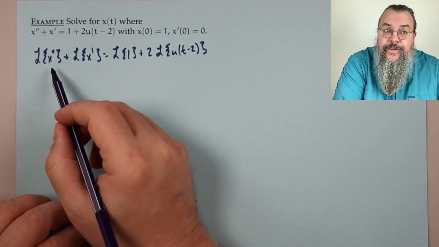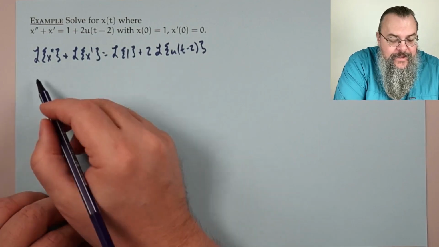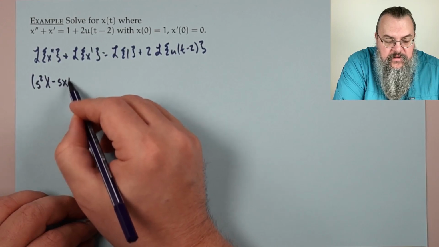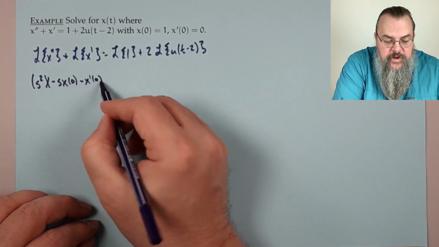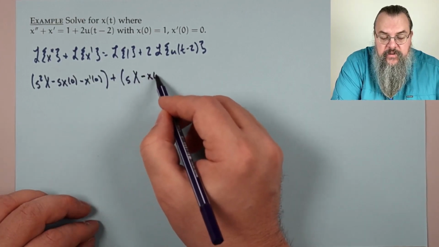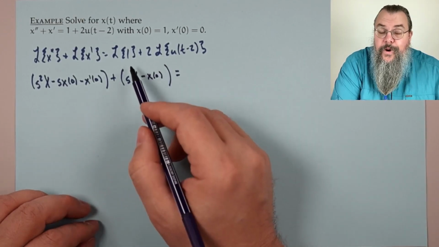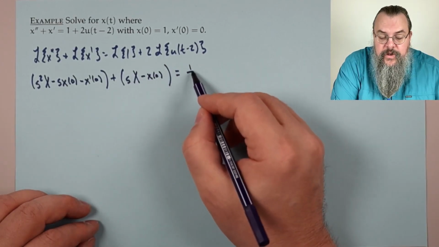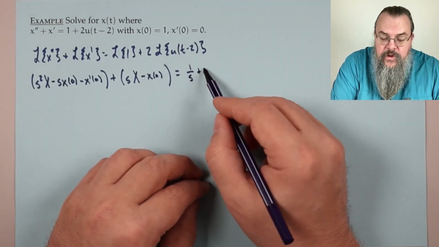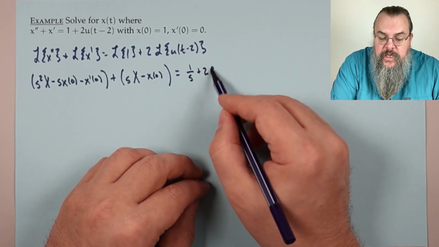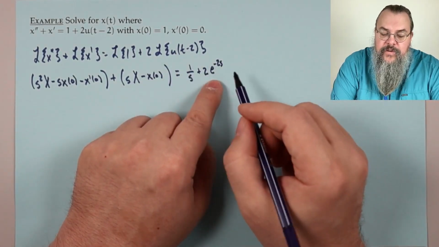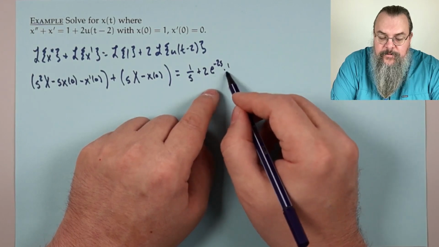Now, how do we handle x double prime? There's a formula for that. This would become s squared capital X minus s x of 0 minus x prime of 0. For x prime, s capital X minus x of 0. For 1, this is going to become 1 over s. For u of t minus 2, this is going to become e to the minus 2s, because whenever you see u, it's e to the minus 2s, and that's times the Laplace of 1, which is 1 over s.